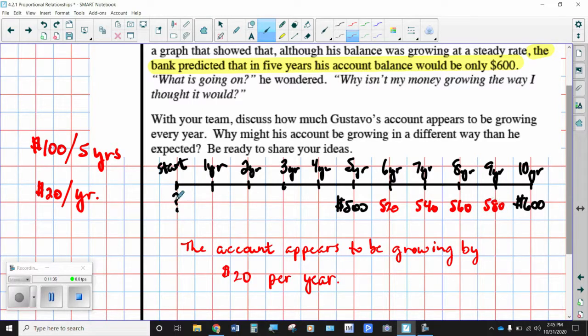And if we work backwards, we should be able to figure out how much his grandmother put into the account, right? This would be $480. This would be $460. $440. This would be $420, which makes it look like at the beginning, grandmother must have deposited $400. If the bank is correct and it is growing at a steady rate, and the bank's prediction is correct that it'll be $600 at the end of 10 years after the grandmother had deposited this money.